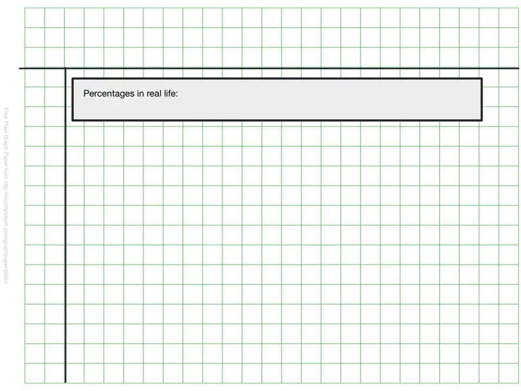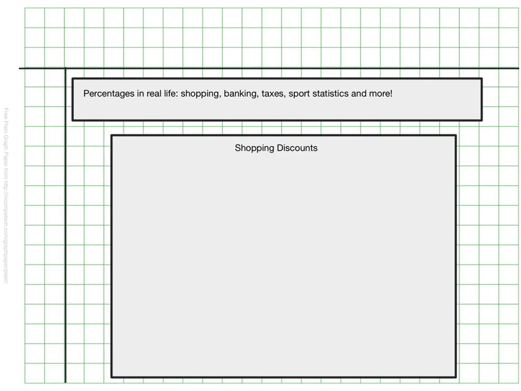Percentages appear a lot in the real world, in places like shopping, banking, taxes, your percentages that you see in sports. So I'll use a couple of those examples to show you what that looks like when we talk about it algebraically. When you go shopping, you'll often, hopefully, be looking for deals, and you might be seeing when things are on sale or on discount.